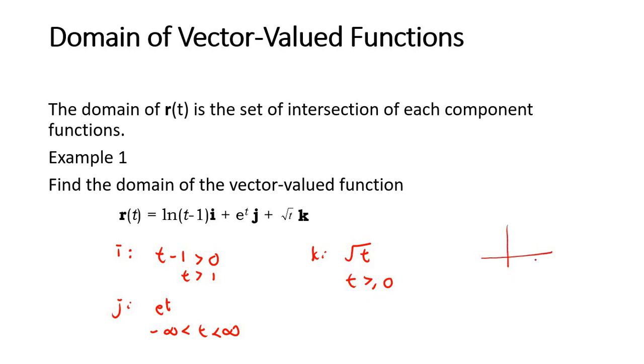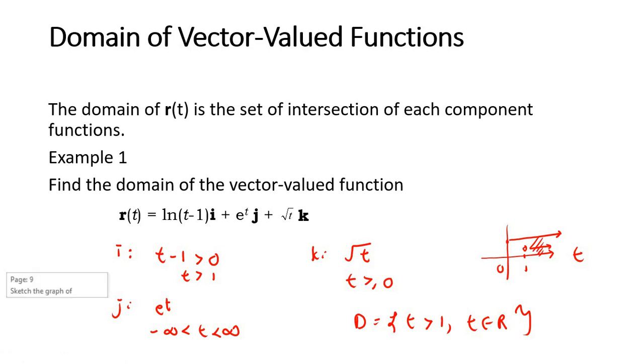So the result is the intersection of t greater than 1 and t greater than or equal to 0. On a number line, let's say this is 0 and this is 1. This is t greater than or equal to 0, and this one is t greater than 1. So the intersection will be here. The resulting domain is t greater than 1, where t is a real number. Thus, the domain of the vector value function is the intersection of the domains of each component. That's why the result is t greater than 1.